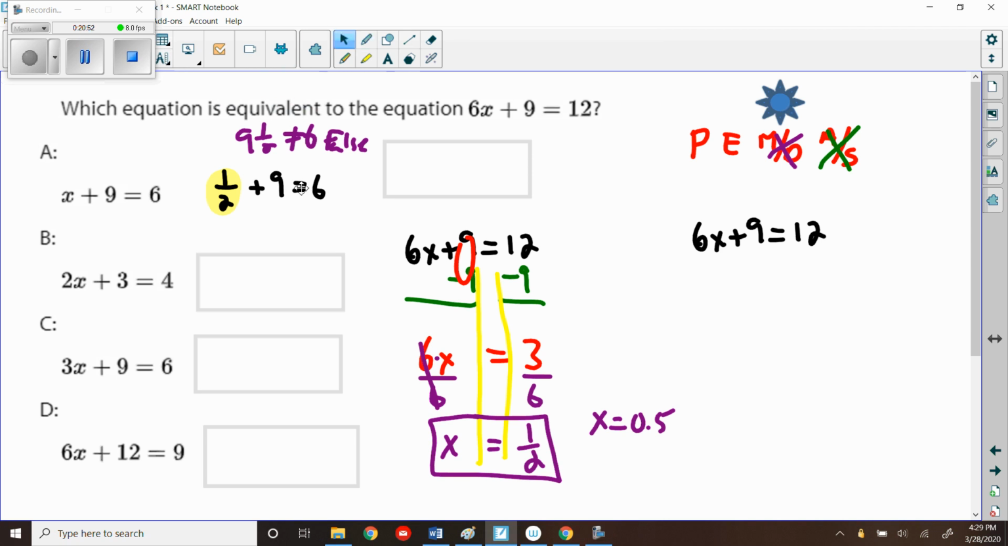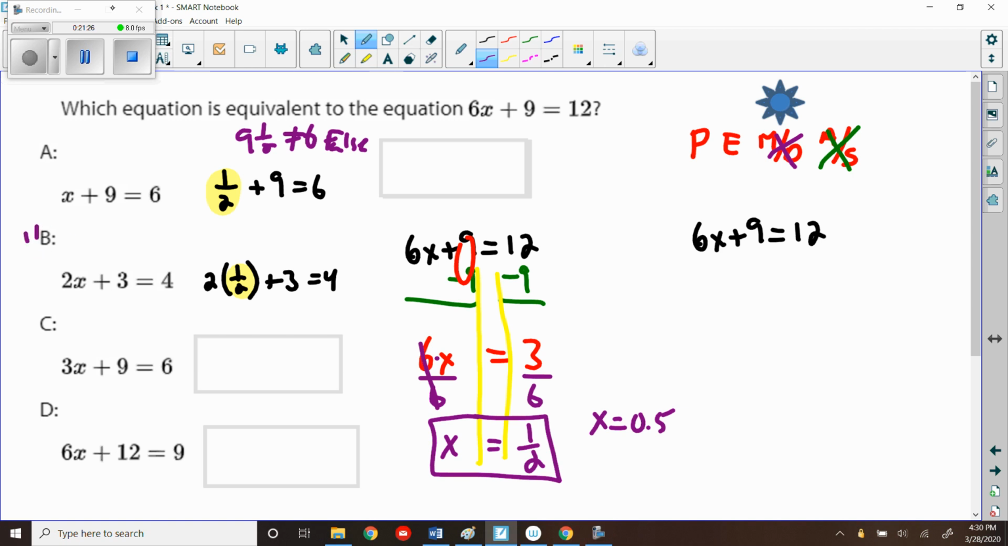Equivalent equations should have answers that balance each equation, such as with x equal to 1/2, 6 times a half is 3, and 3 plus 9 is 12. So 1/2 gives me a balanced equation. A half does not give me a balanced equation here. I know it's wrong. Let's try this one. 2 times a half plus 3. Well, 2 times a half is 1, and 1 plus 3 does equal 4. So this works. Moving on.